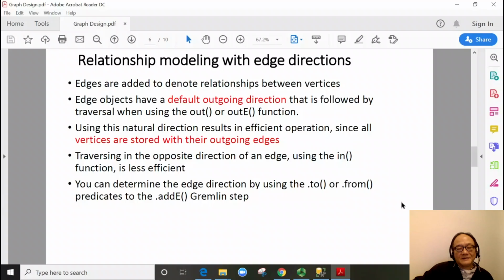Keep in mind, edges describe how vertices are related to each other. When we design edges, we want to use the default outgoing direction whenever possible, because vertices are stored with their outgoing edges. Therefore, if we use the default outgoing direction, we can get the best performance.